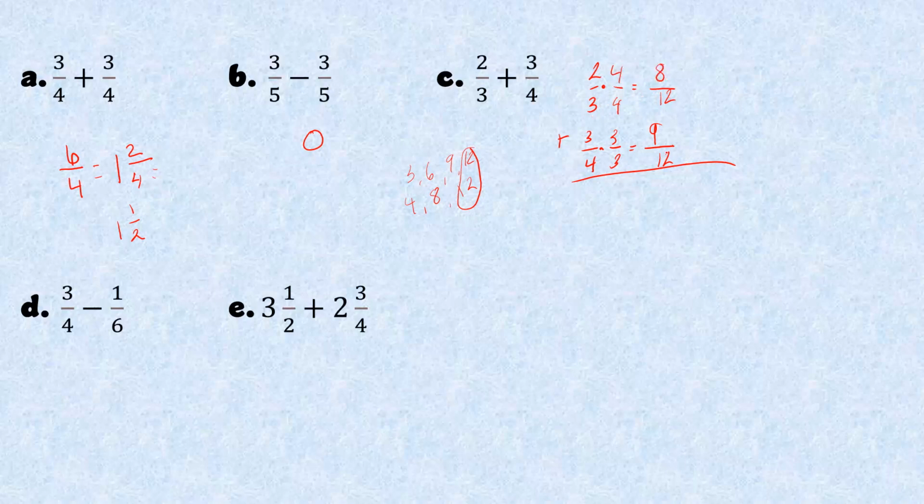Now we're going to add. 8 plus 9 is 17. We can't leave it like this. 12 goes into 17 one time with 5 left over.